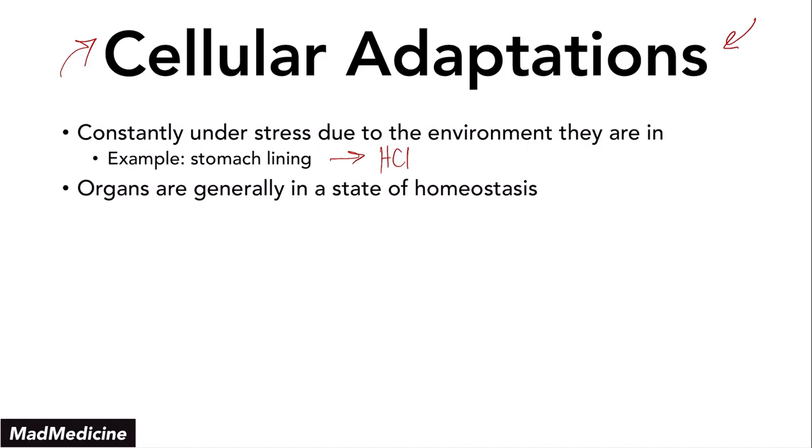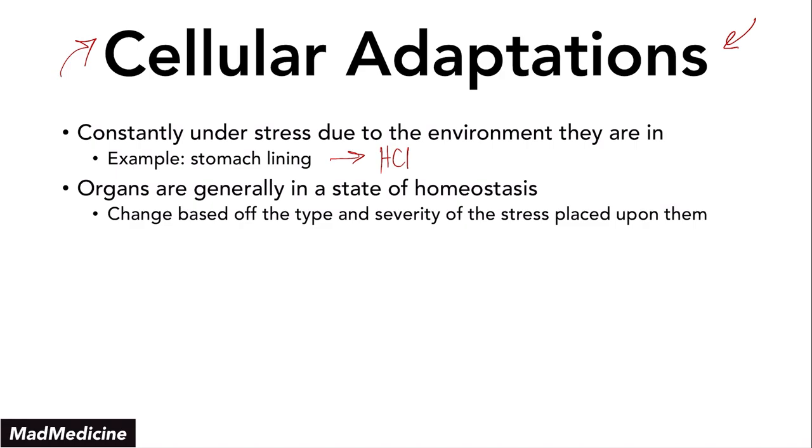The change that happens in our organs is usually based off of the type and the severity of the stress that's being placed upon our organ. Eventually, an increase in the normal amount of stress that our body can handle will initially lead to the growth of an organ. That is very important to remember. Because the stress is unlike the normal day-to-day stress our body is placed under, our organs are going to adapt, and one of the ways they adapt is by growing in size to handle that stress.